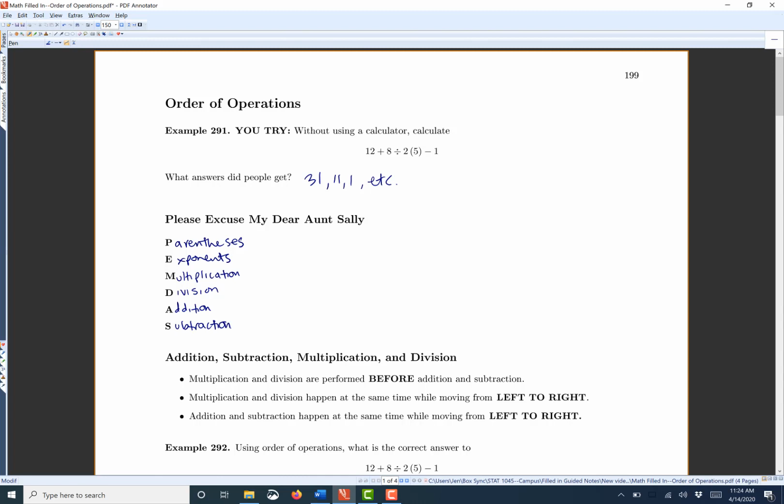Now we write them out in that order, but multiplication and division are kind of grouped together, and addition and subtraction are also grouped together. So multiplication and division have to be before addition and subtraction. But multiplication and division both kind of happen at the same time while you move from left to right. We do left to right because that's the order that we read in. And addition and subtraction happen at the same time while going from left to right. So multiplication and division are a group, and they always come before addition and subtraction, which are a group.